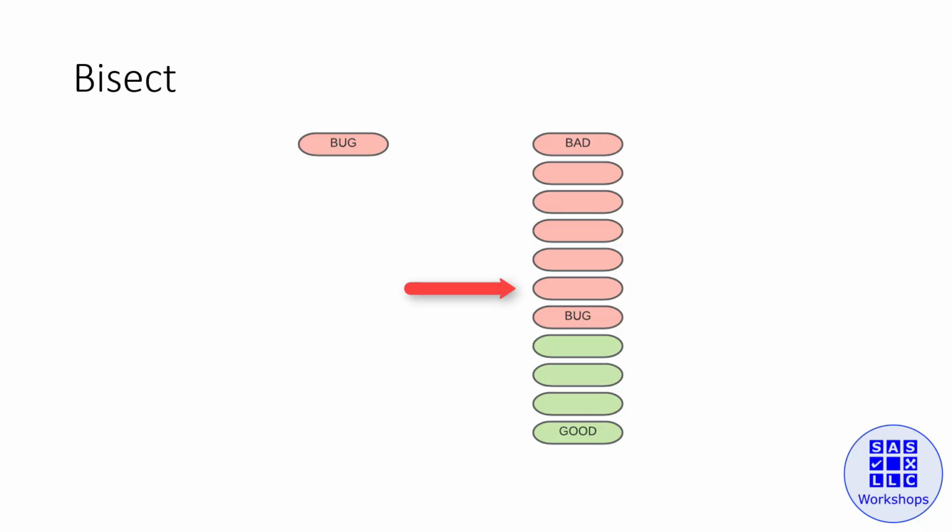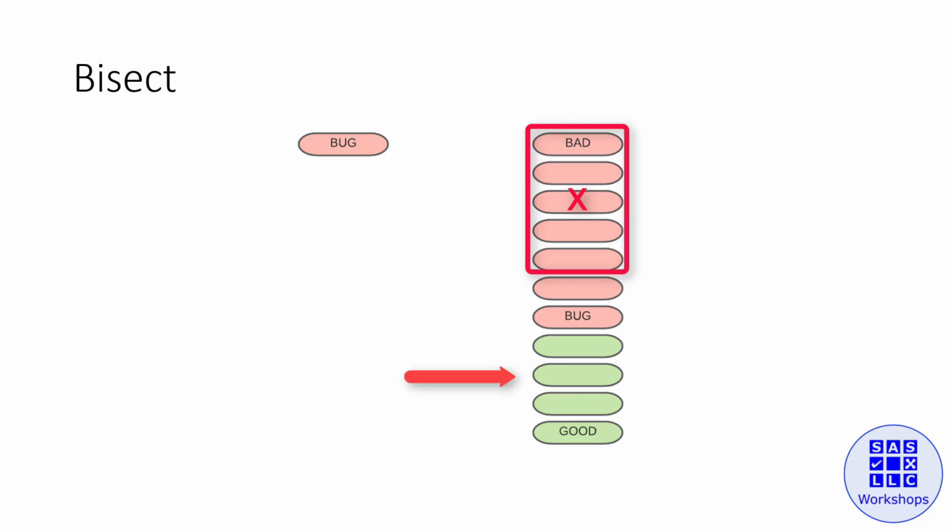Then you tell Git if that commit that is checked out is good or bad, and based on that it throws out half the search area. Then it repeats until it finds the commit that introduced the bug. Git then spits out the commit where the bug first appears.